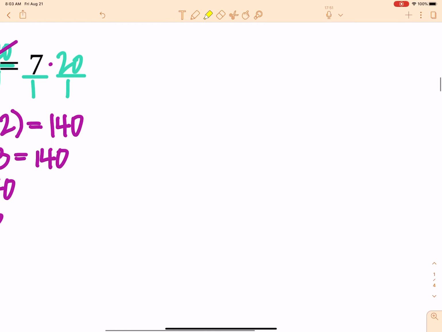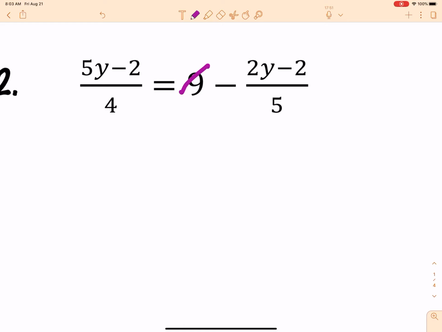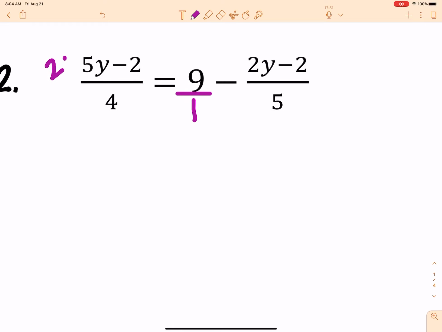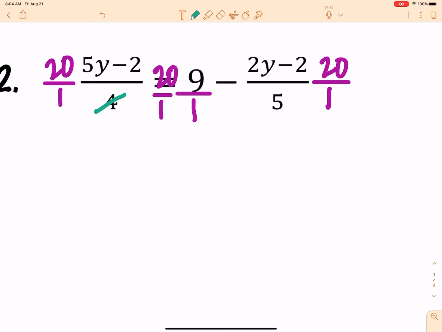All right, let's try number 2. Okay, again, 9 is not a denominator, so don't count it in your LCD. It's 9 over 1. So 4, 1, and 5, again, are your numbers to deal with your LCD. So that means 20, again, is your LCD. All right, let's get started. So 4 goes into 20 5 times.